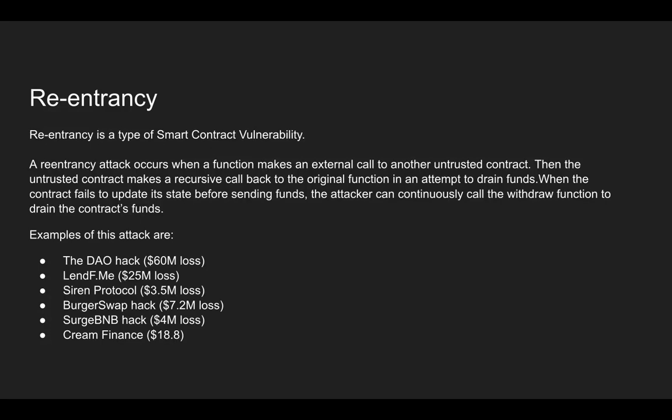We've had several attacks with reentrancy, and this is the list of attacks we've had so far. We have the DAO hack, which lost about 60 million USD, and Lendf.Me, 25 million. We have Siren Protocol, $3.5 million. Burger Swap hack, which is about 7.2 million, and also BNB Arc, 4 million, and Cream Finance, which is about 18.8, almost $19 million.